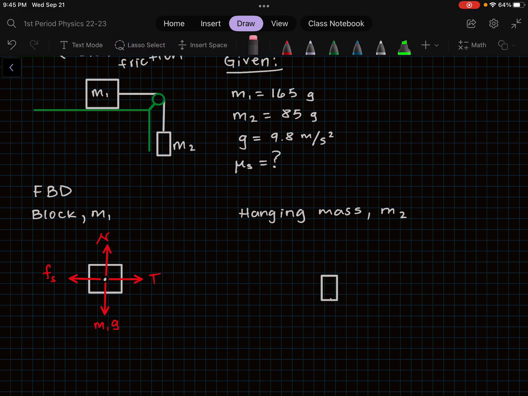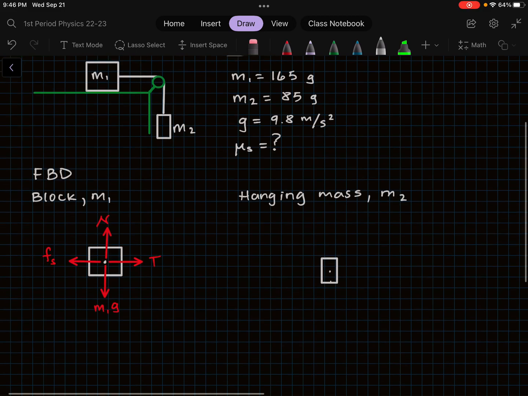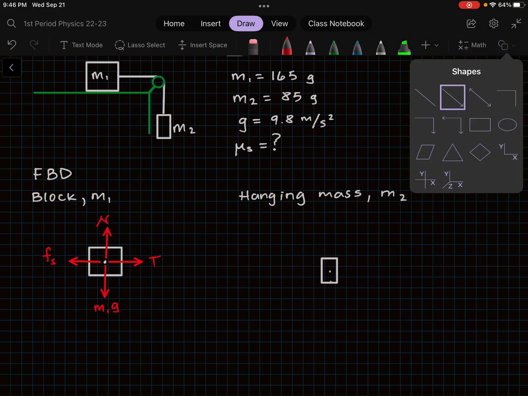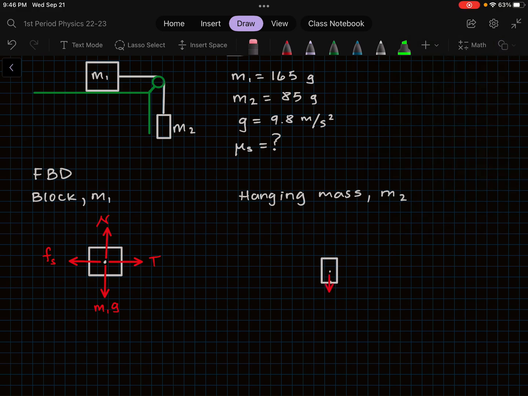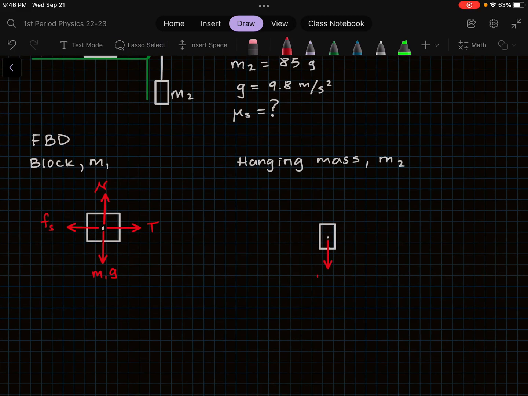Let's find the center of mass. There you go. And we only have two forces acting on this thing, right? Because it's just hanging, attached to a string. You've got the weight down and the tension up. So we have the weight down. Let's label that force. This is weight, or M2G, mass 2 times acceleration due to gravity. That is the weight of mass 2.